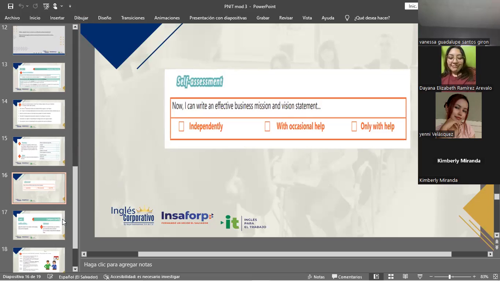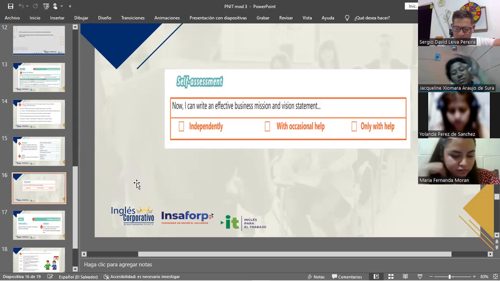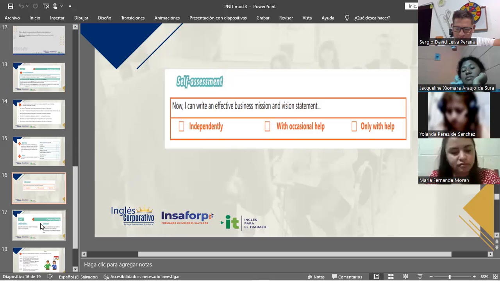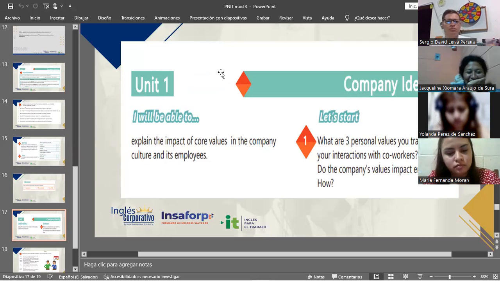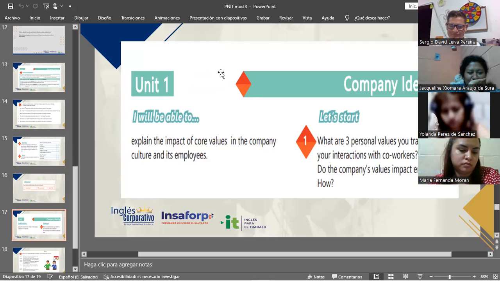Okay, now let's talk about values. We're going to talk about values right now. I will be able to explain the impact of core values in the company culture and its employees. What are the values that your company practices?